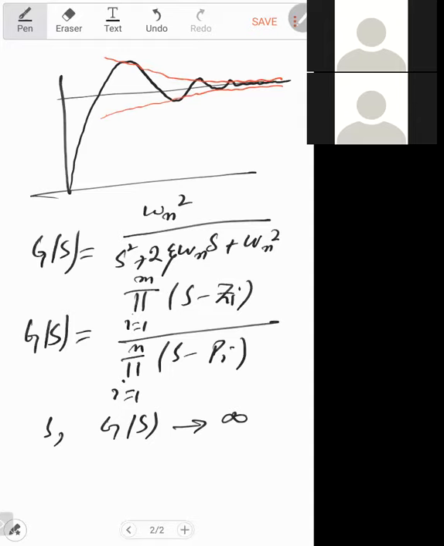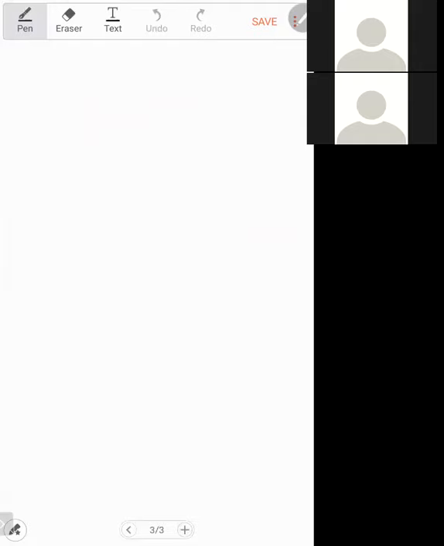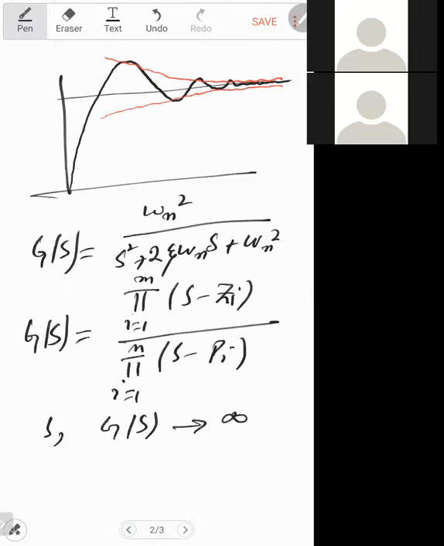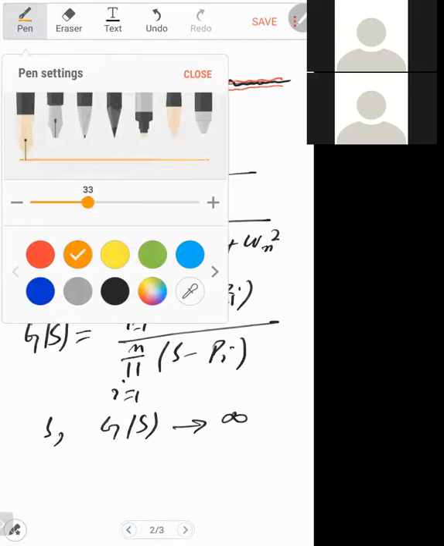Also, we see that zeta and omega n completely describe the dynamic behavior of the second order system. Let's see that. We consider some conditions and discuss how they change the complete system. In the previous expression, let me use this one.